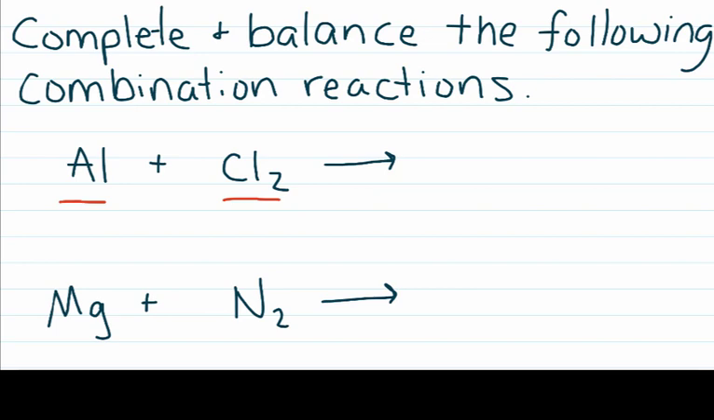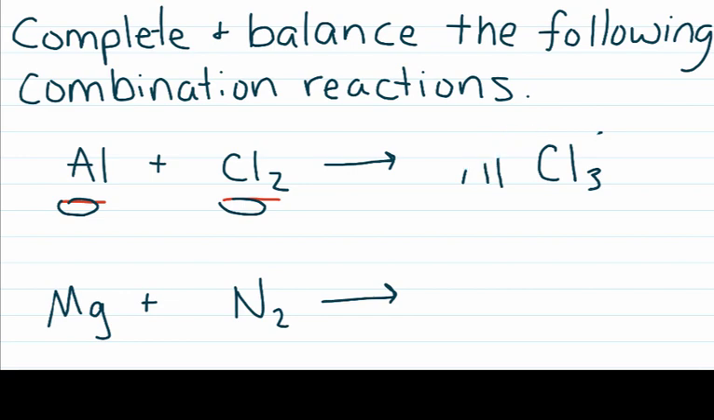So when predicting the products of a combination reaction, the first step is to write the symbols next to each other. So I'm going to write aluminum and chlorine because those are two elements. Since aluminum is a metal and chlorine is a nonmetal, this is an ionic compound. Since it's an ionic compound, we need to make sure that the charges cancel so that the compound can be neutral. Aluminum is a 3+, chlorine is 1-, which you find on the periodic table. So we need 3 chlorines to cancel out our 1 aluminum.